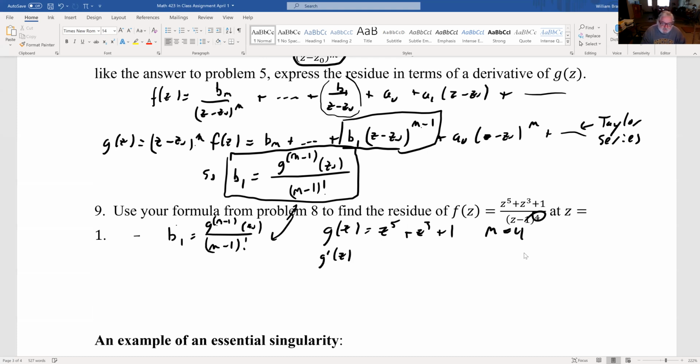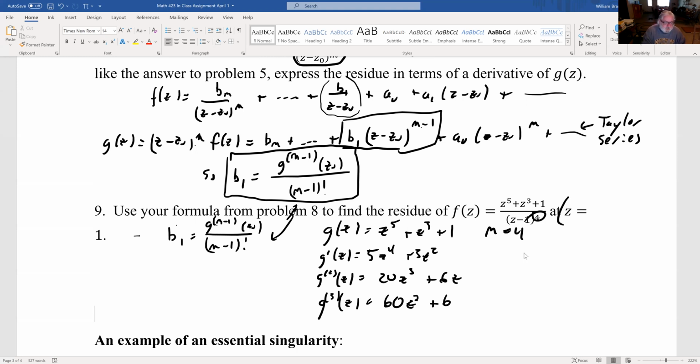So the first derivative is 5z to the 4th plus 3z squared. The second derivative is 20z cubed plus 6z, and then the third derivative is 60z squared plus 6. The center is z equals 1, so the third derivative of g at 1 is 66, because you just plug 1 in here. Then b1 equals 66 over 3 factorial, and 3 factorial is 6. So it's 11. Not too bad.